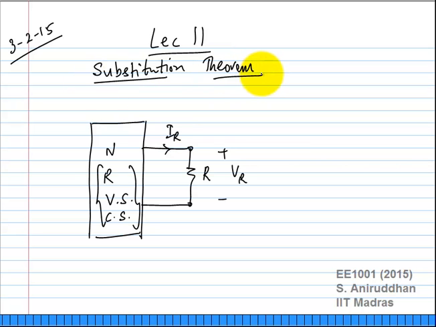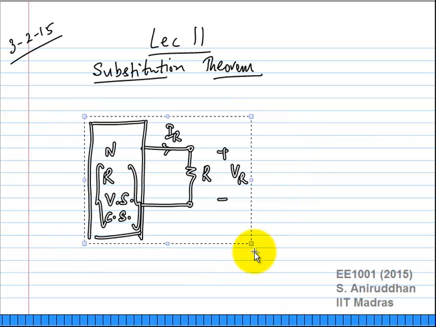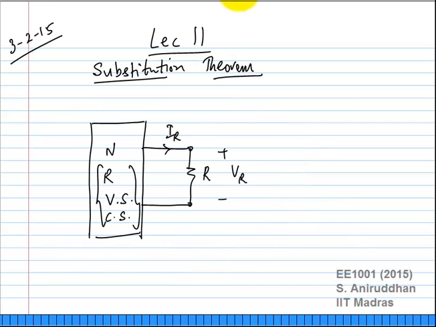Okay. So we want to replace R with something else. And we looked at several possibilities. So the first one we want to try is to replace this with a current source. So how did we start off doing this? Anybody?